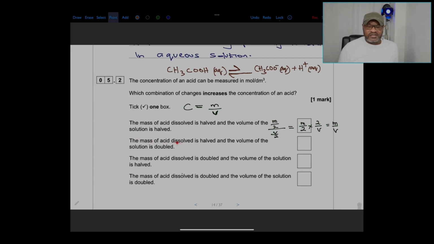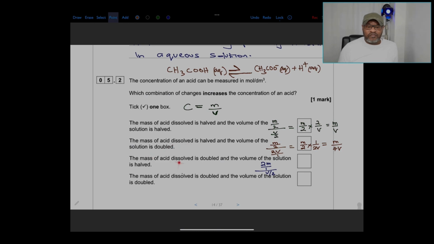The mass of acid dissolved is half, and the volume of the solution is double. Okay, let's see what that meant. So we got the mass of the acid dissolved, which is half, m over 2, then divided by the volume, which is twice the volume. That's 2v over 1. Again, we do the fraction division. So m over 2 times 1 over 2v. The volume is doubled. And so we're going to get m over 4v. So that meant the concentration has decreased by a quarter. So that's not good. What about the next one?